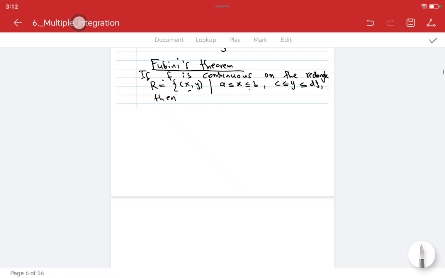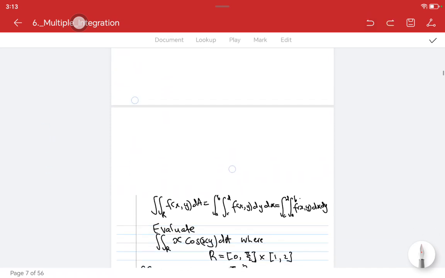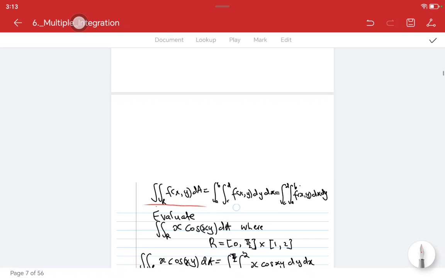So we know that if f is continuous on the rectangle, which is how we write the rectangle, then it's going to give us the equation, and we show that even if we interchange these two, they're going to be the same. That's what Fubini's theorem says.